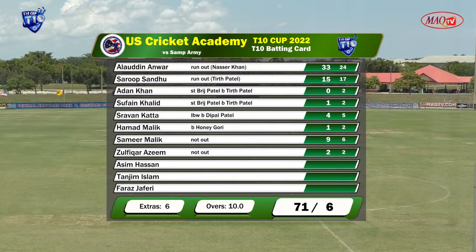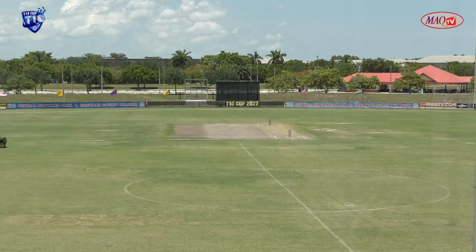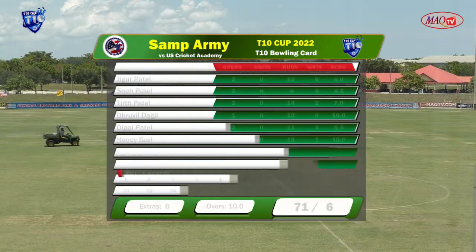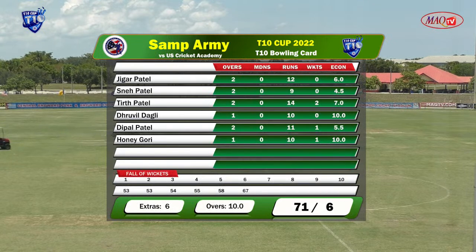Now in the bowling department, yes, we had Krish Patel. He got 2 wickets, and we had 1 wicket each for Dipal Patel. He got 1 for 11, and Honey Gori, he got 1 for 10, getting a wicket with his delivery when he would have bowled the batter neck and crop. So 71 for 6 from 10 overs. Match number 2 done and dusted. We will be back with you shortly for number 3. Stand by.